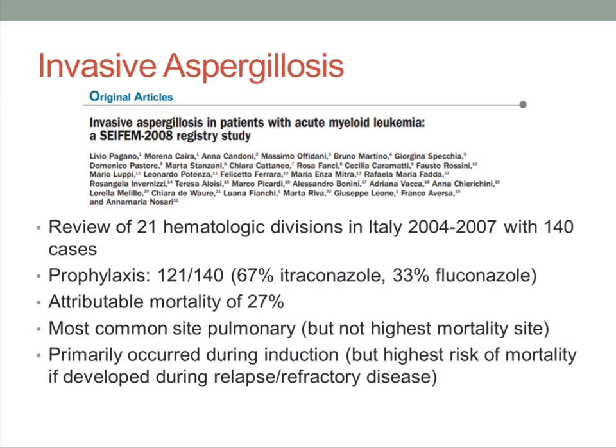And the biggest risk was actually during your primary induction, so the first cycles of chemotherapy for leukemia. But if you were in a relapse refractory state, your mortality was actually higher. And that kind of makes sense. They have a higher net state of immunosuppression. They haven't reconstituted their neutrophils, and so it's going to be harder to fight off that kind of infection.